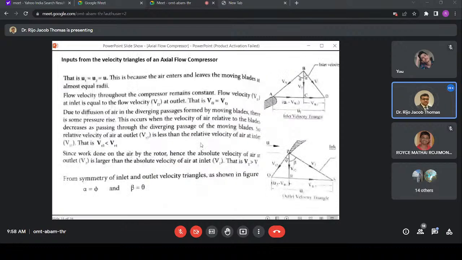We said here VR2 will be less than VR1. Due to the diffusion of air in the divergent passage formed by the moving blades, there is a decrease as it passes through the diverging passages.